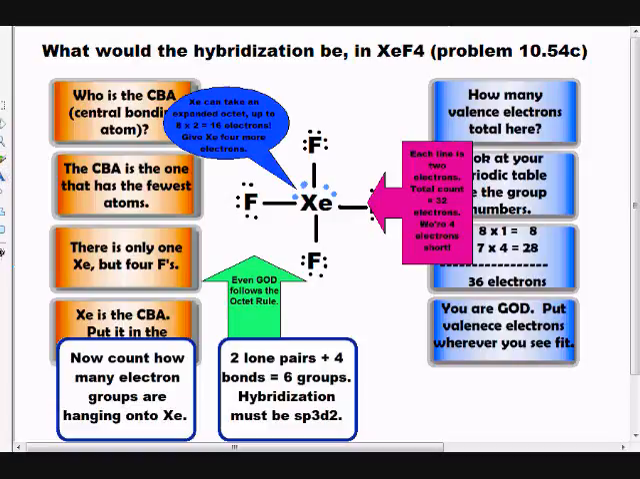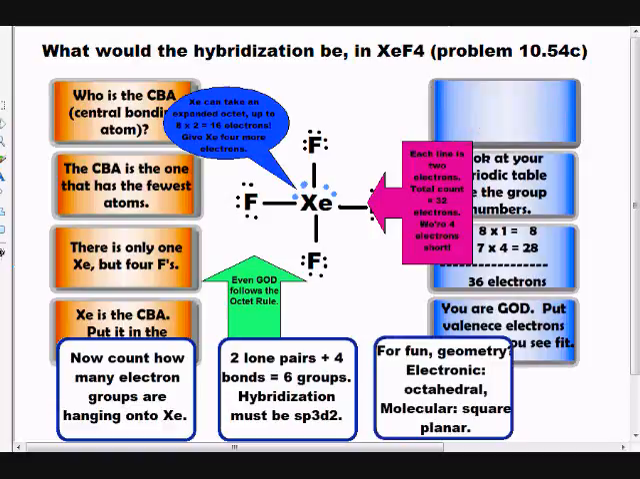Now you count how many electron groups are hanging off of the xenon. 2 lone pairs, 4 bonds. That's 6 groups. Remember that table that Sam drew on Sunday? Hybridization for something with 6 groups on is sp3d2. Now sp3d2, you can see that 2 on the D plus 3 on that P plus the invisible 1 on the S makes 6. 2 plus 3 plus 1, that's 6.